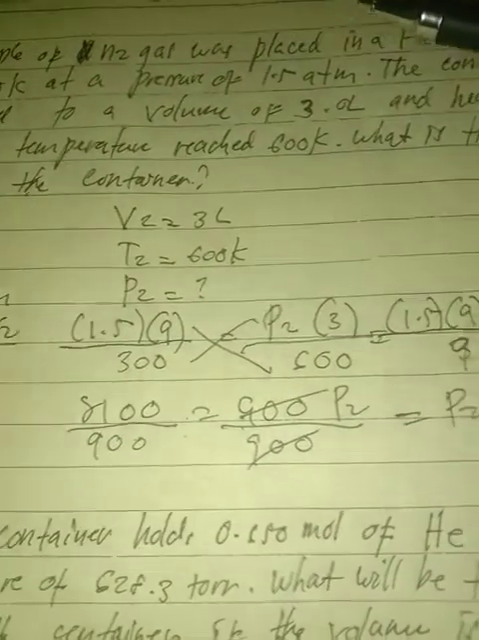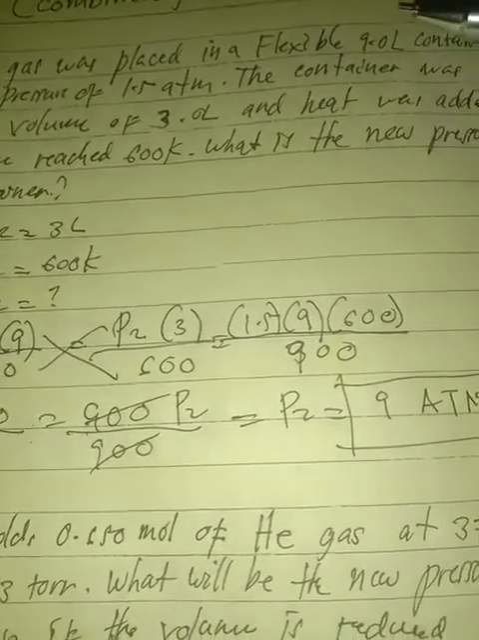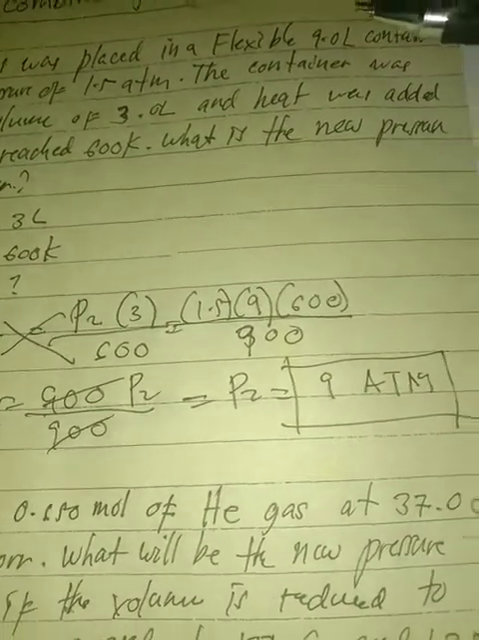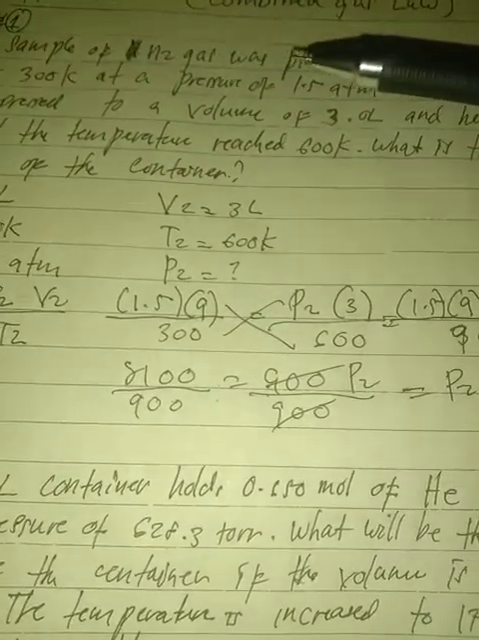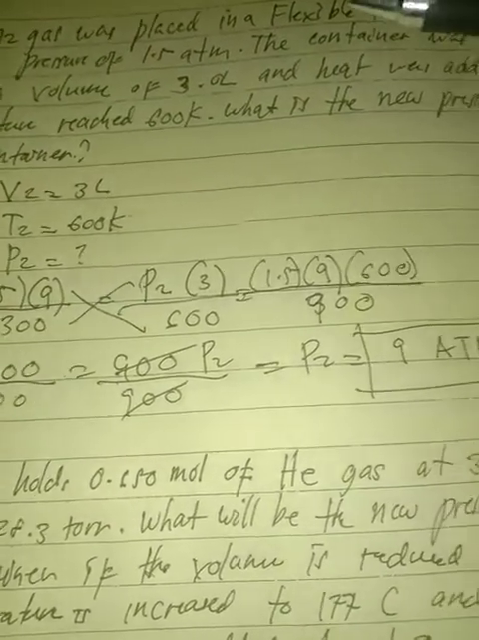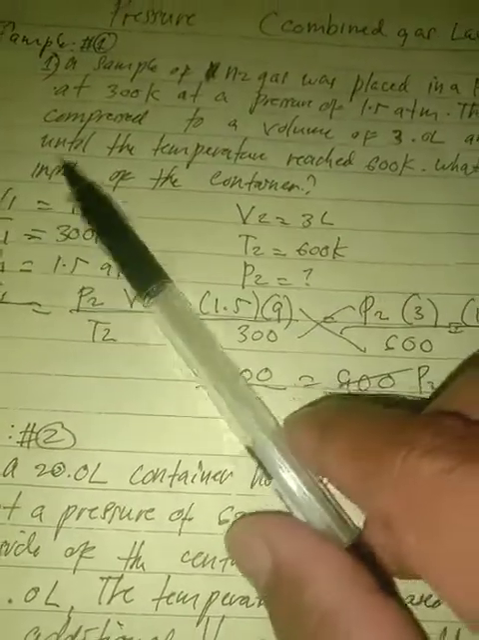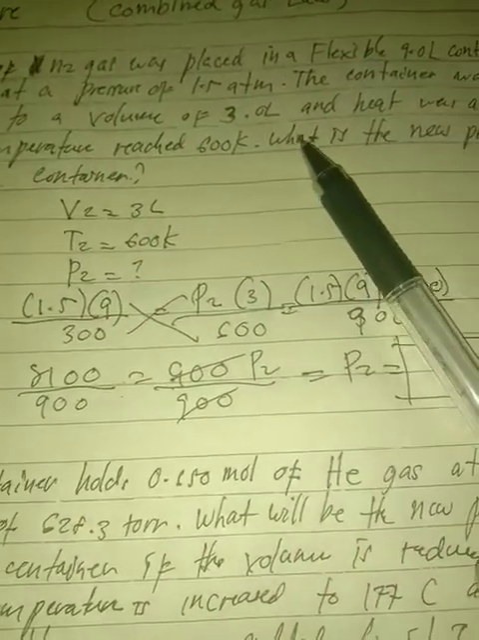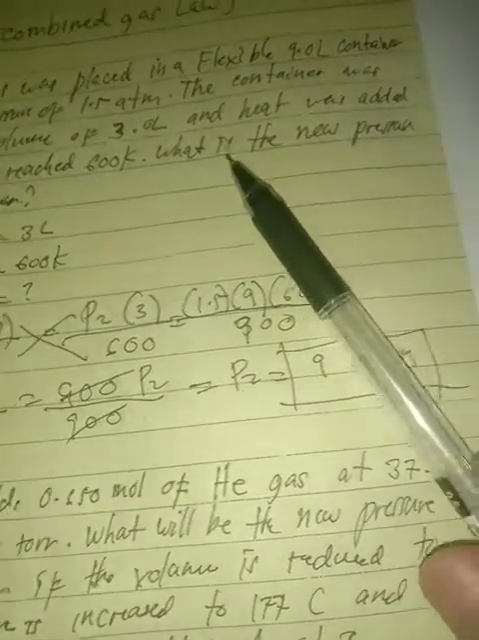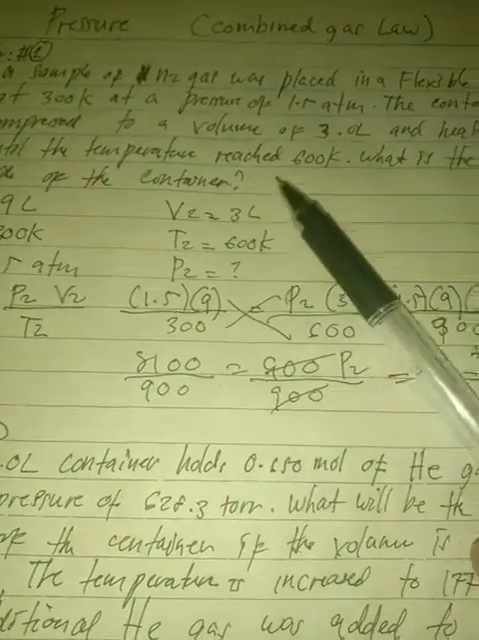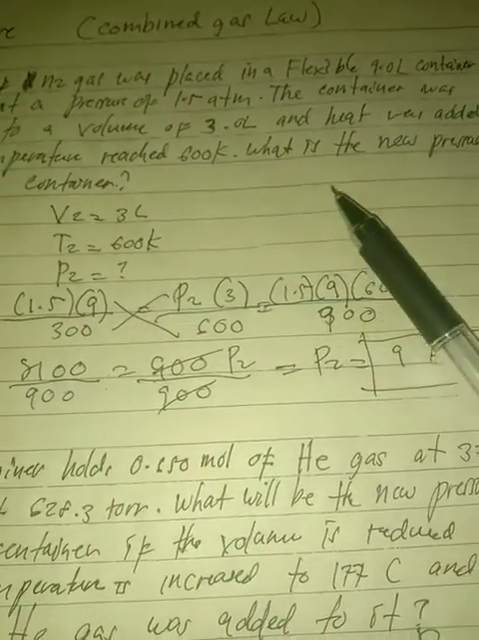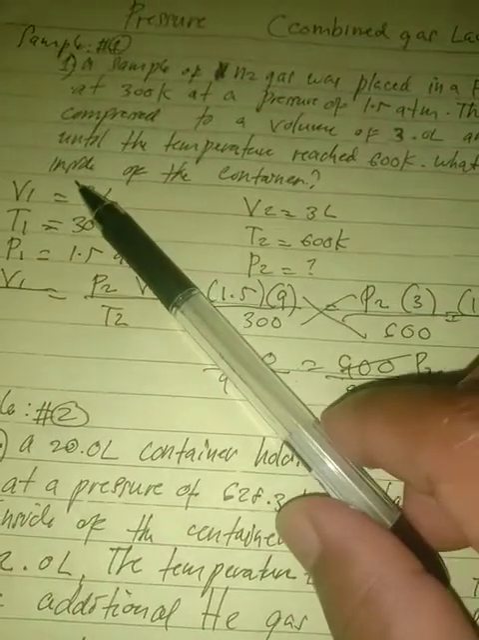A sample of nitrogen gas was placed in a flexible 9.0 liter container at 300 Kelvin at a pressure of 1.5 atm. The container was compressed to a volume of 3.0 liter and heat was added until the temperature reached 600 Kelvin. So what is the new pressure inside of the container?